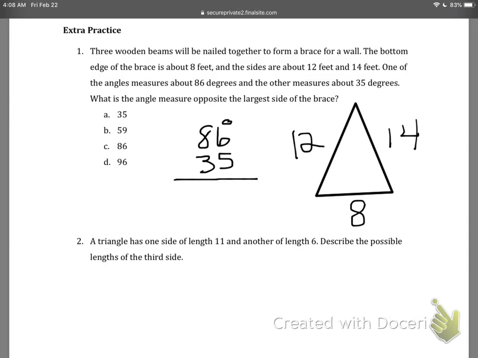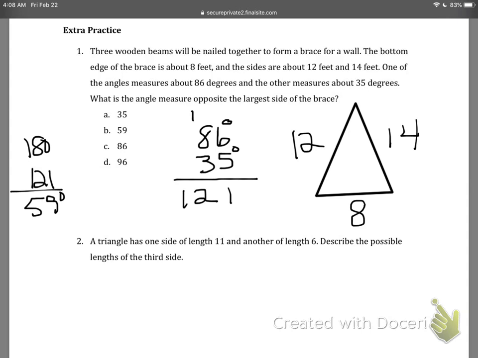I don't know the third, so I need to figure that out first. So 86 and 35: 6 and 5 is 11, carry the 1. 8 and 1 is 9, and 3 more makes 12. So we have 121, right? So hold on a second. Yep, that's all good. So I'm still looking for the missing angle. So 180 minus 121 is 59 degrees. So now I have all 3 angles.